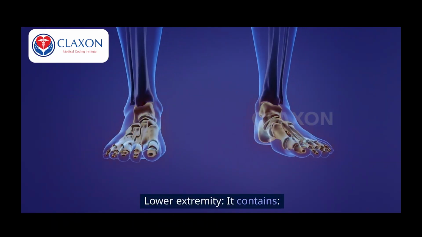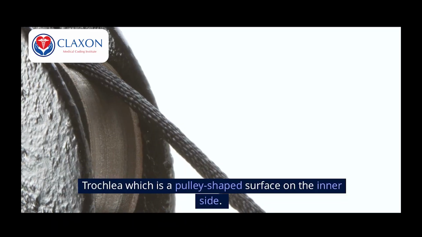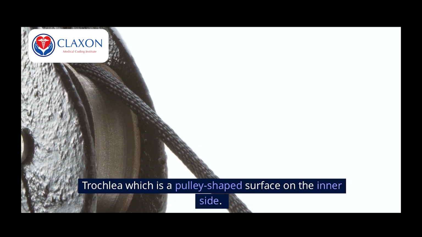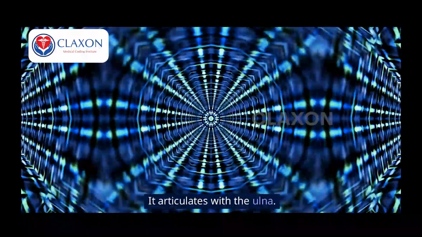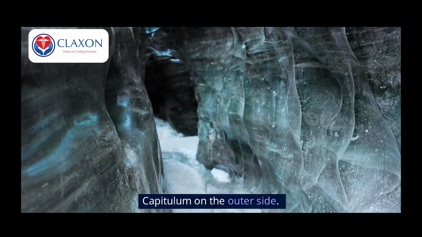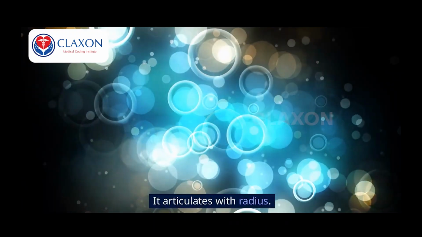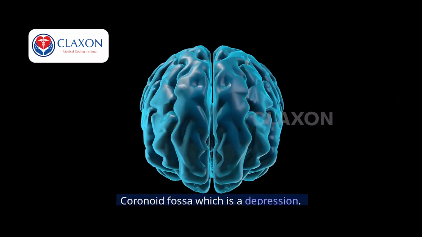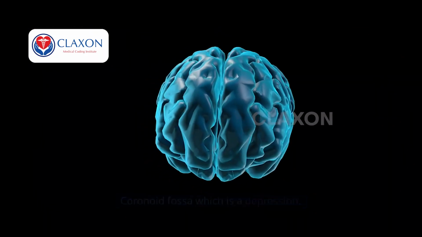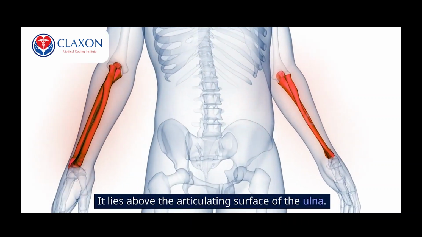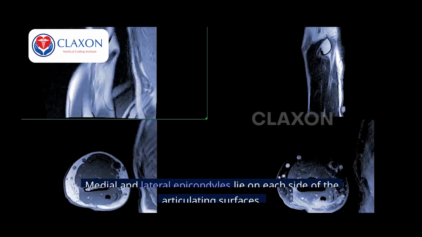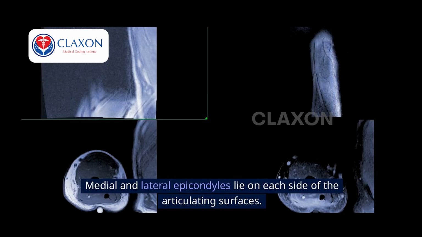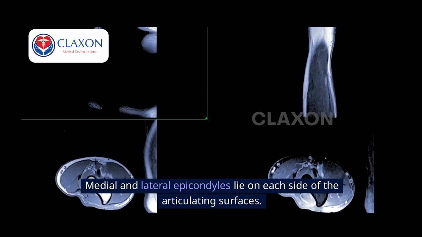Lower extremity. It contains the trochlea, which is a pulley-shaped surface on the inner side. It articulates with the ulna. Capitulum on the outer side. It articulates with the radius. Coronoid fossa, which is a depression. It lies above the articulating surface of the ulna. Medial and lateral epicondyles lie on each side of the articulating surfaces.